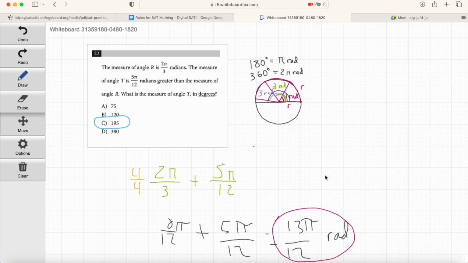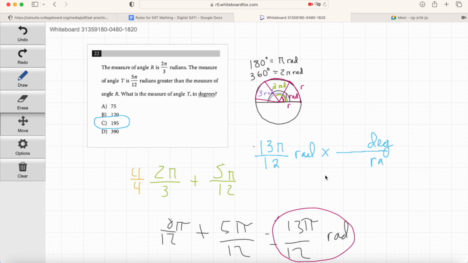Let's convert it. Let's talk about unit conversions now. Have you done unit conversions before? Do you know what that means? We can convert 13 pi over 12 radians into degrees by multiplying by a fraction called a unit conversion. Now, the unit we want to go into, degrees, do we put that in the numerator or in the denominator? The unit we want to go into, we put in the numerator. I'll show you why in a moment. So we're going to put degrees in the numerator and radians in the denominator.